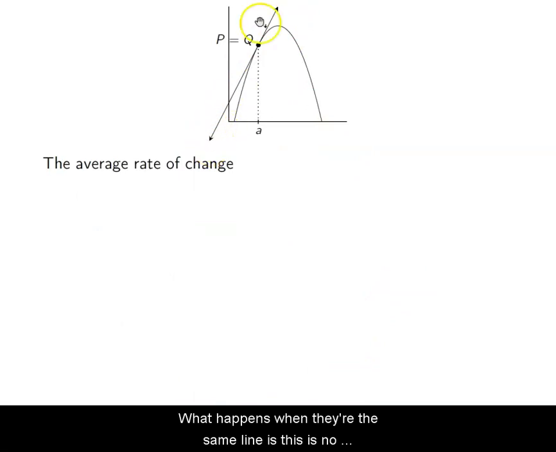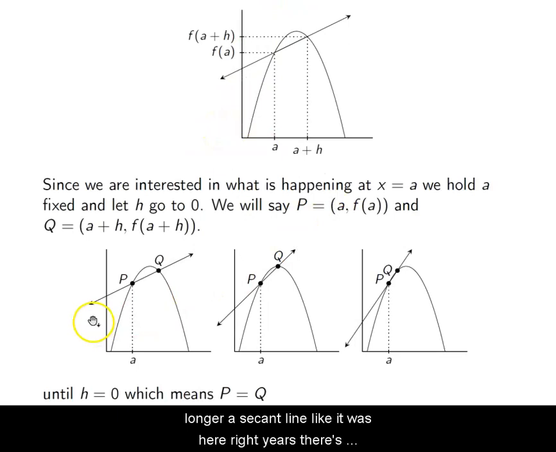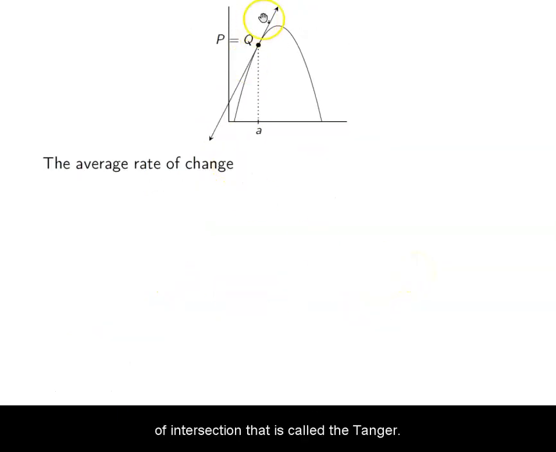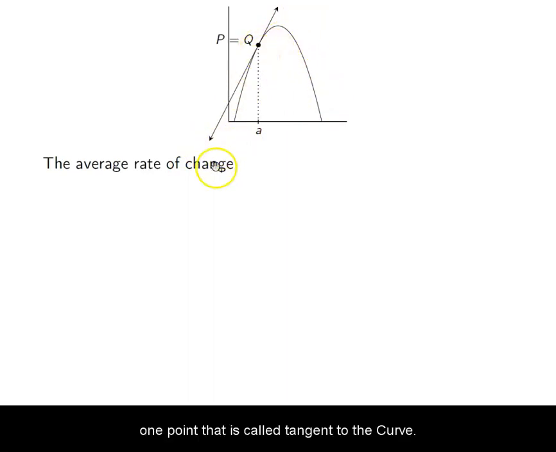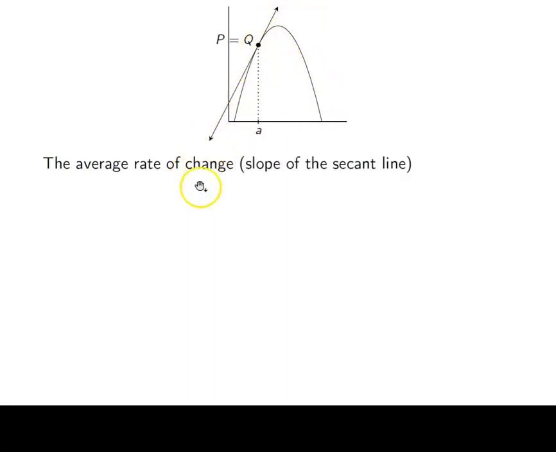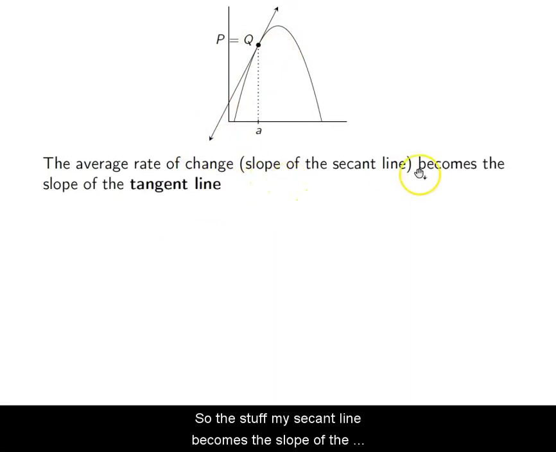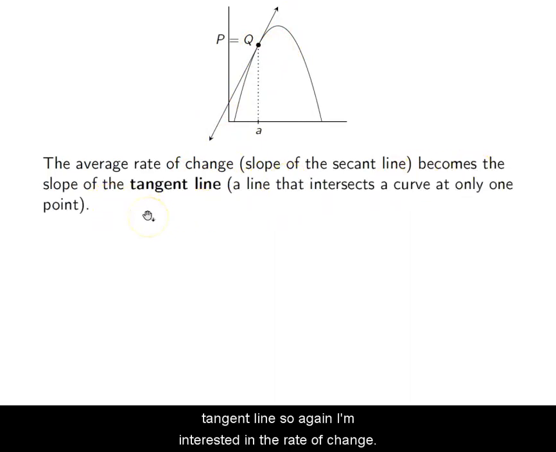And what happens when they're the same point is this is no longer a secant line like it was here, where there are two points of intersection. When there's only one point of intersection, that is called the tangent line. So when you have a line that intersects your curve at only one point, that is called tangent to the curve. So the slope of my secant line becomes the slope of the tangent line.